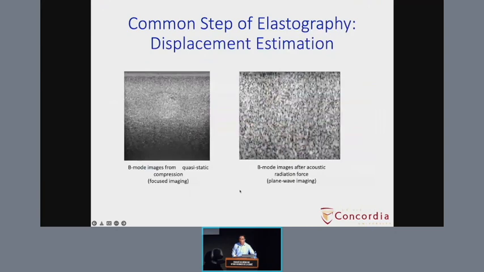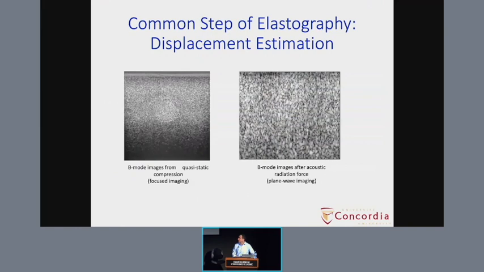So arguably the most challenging step of ultrasound elastography is estimating this deformation map. Again, on the left, I'm showing the deformation map when it's large, and we are using the probe to compress the tissue. And on the right, the deformations are small because we are using acoustic radiation force to basically deform the tissue.